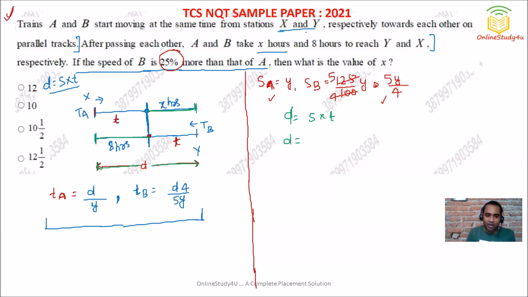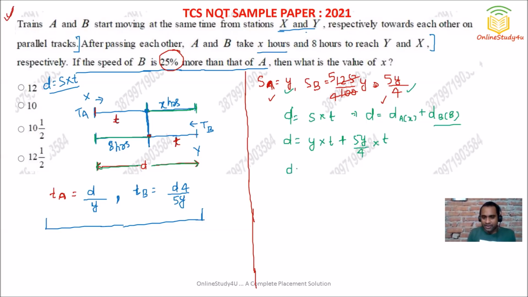Speed of A is nothing but y, into time will be t plus, okay. See why I'm adding x here: because the distance is nothing but the distance A covered in x hours plus the distance B covered in 8 hours. Agreed? Now, what is the speed of B? Speed of B is nothing but what we have calculated here, 5y by 4, into t.